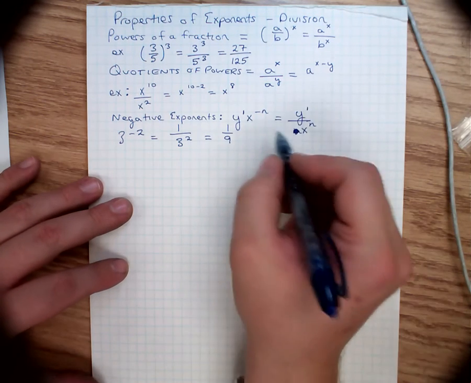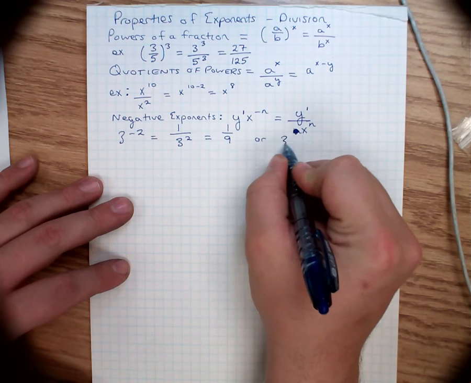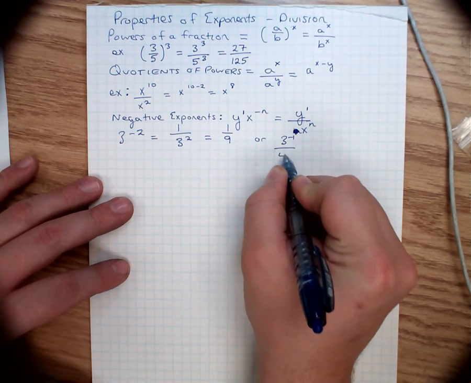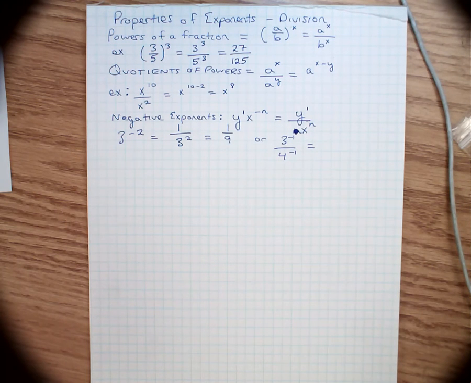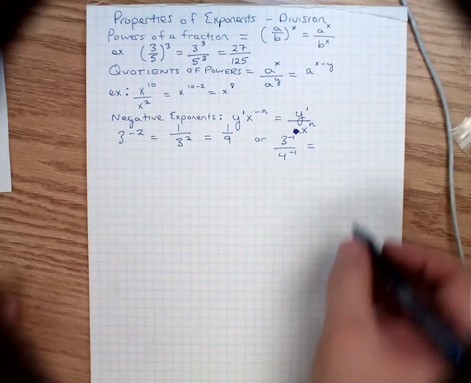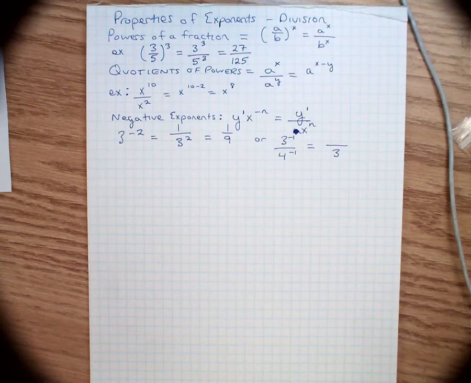All right, here's another example. Let's say I have 3 to the negative 1 power over 4 to the negative 1 power. They're both negative exponents, which means I need to move the 3 to the denominator. And where is that 4 going to end up? In the numerator.